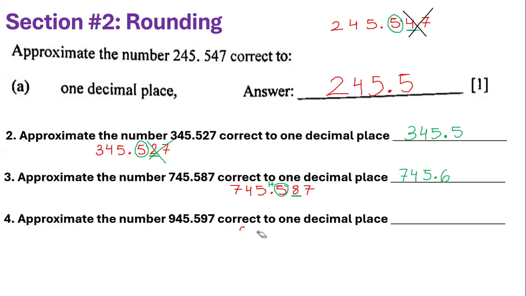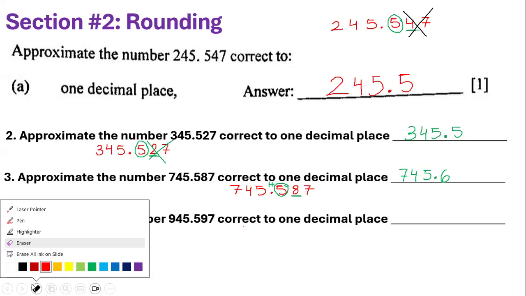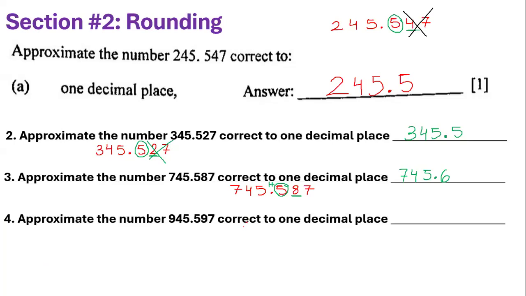9.45. 945.6. Good. Is it 0.60? No, sir. No, we dropped the numbers at the back, right? It's going to be 945 point what? 0.5. What is it?